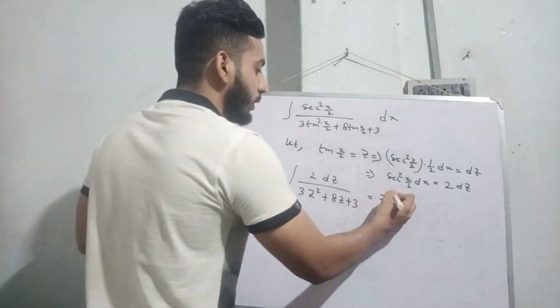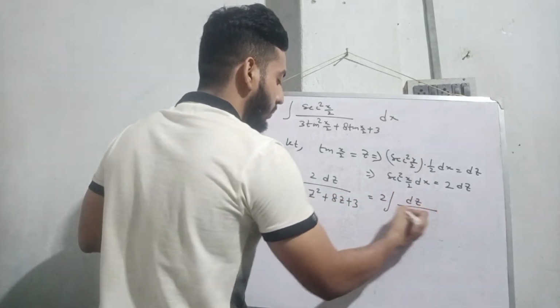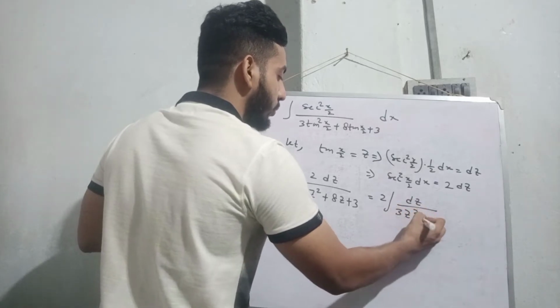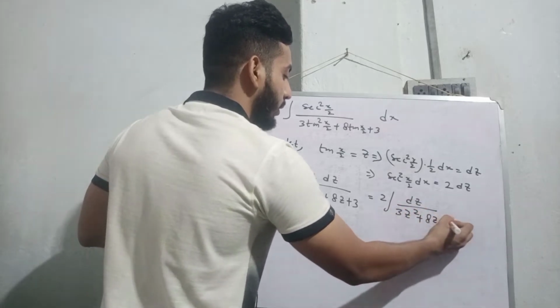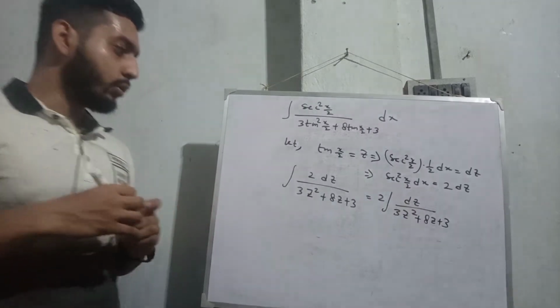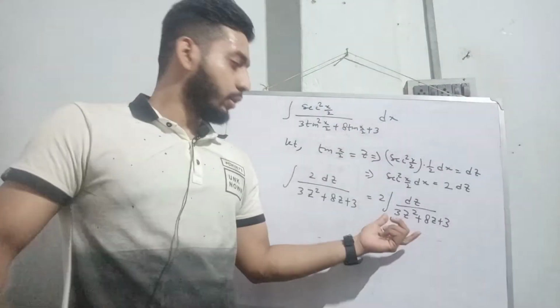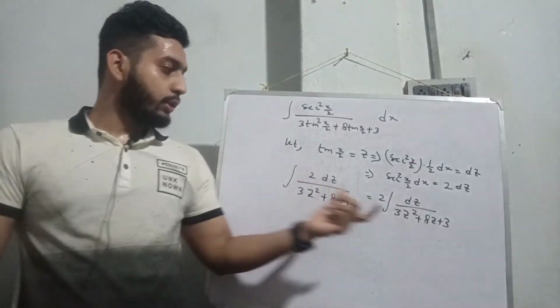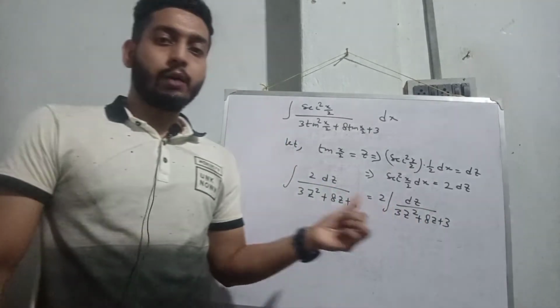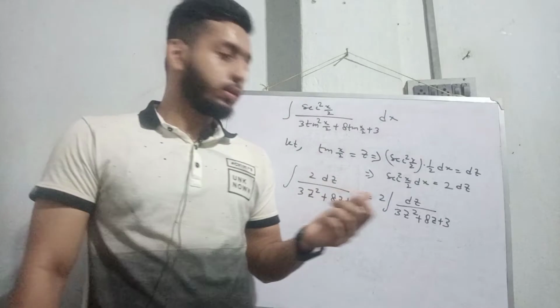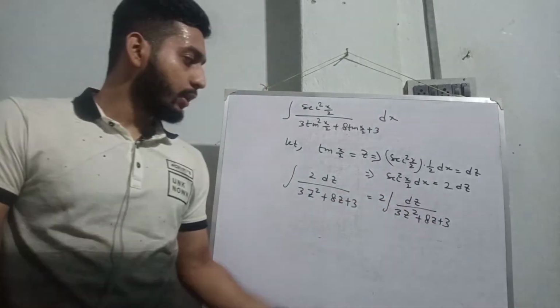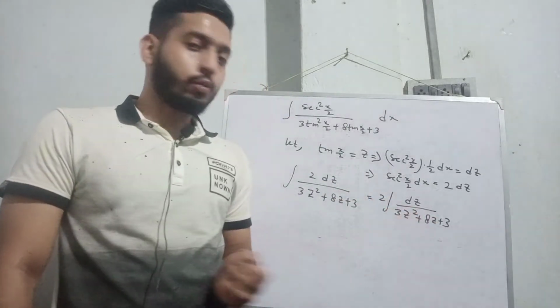So now 2 into integration of dz by 3z square plus 8z plus 3. So this is the form we have reached. Now how to solve this type of equations? So we have discussed it in the previous videos that this is a type 1 case. So how to solve this type of equations?